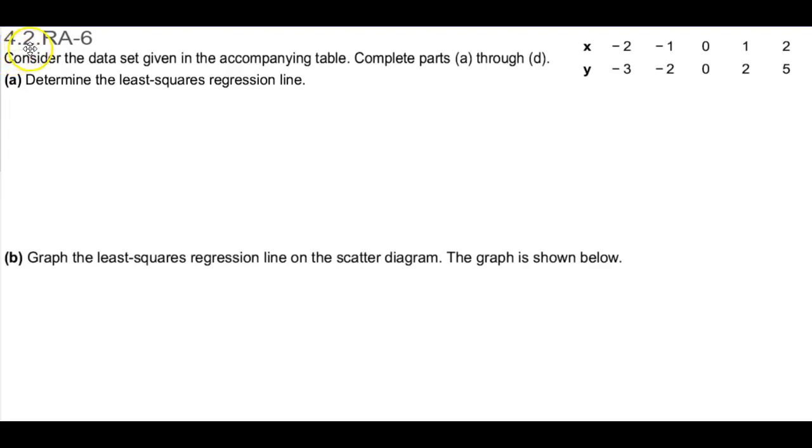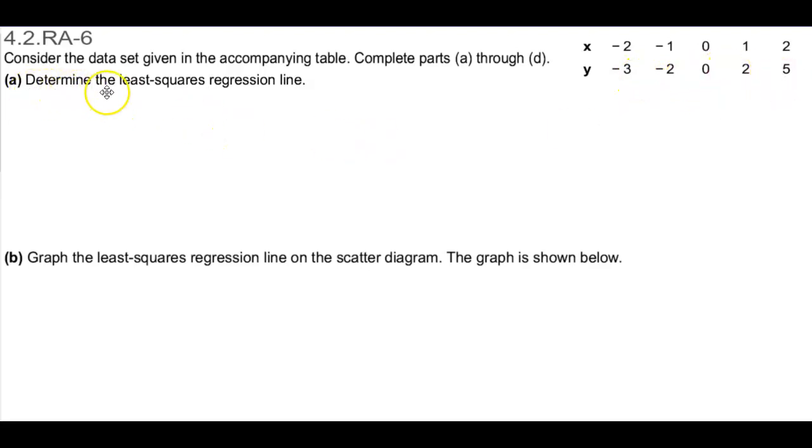Okay, section 4.2.RA-6, we're going to consider the data set given in the accompanying table. We're going to complete parts A through D. The values of x are -2, -1, 0, 1, and 2. The values for y are -3, -2, 0, 2, and 5.